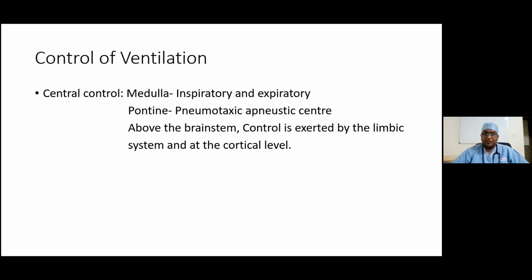Now we'll come to the control of ventilation. In the central control, we have medullary, pontine, brainstem, and cortical level control. Usually the inspiratory and expiratory control is from the medulla. In the pons, we have the pneumotaxic and apneustic centers. And above the brainstem, we have the limbic system, and a certain level of control exists at the cortical level.